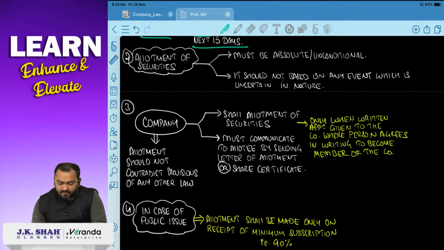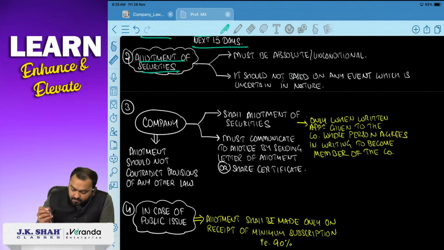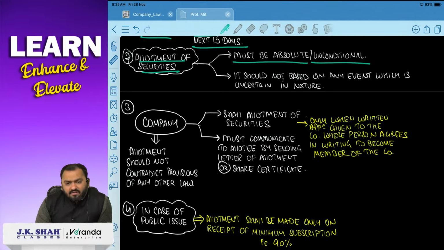Come on, what is next? Allotment of shares must be absolute, that is unconditional. Means company can't say that we will allot you the shares if this happens.